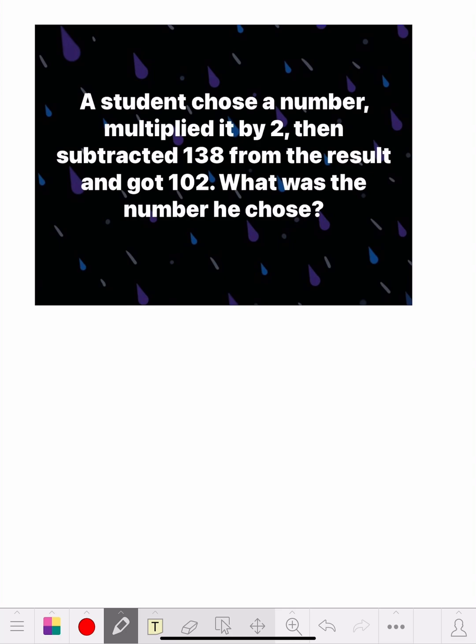So let's read it. A student chose a number, multiplied it by 2, then subtracted 138 from the result. He got 102. What was the number he chose? Okay, so let's read again. A student chose a number, multiplied it by 2. Then subtracted 138 from it. Got the result 102. So we know it's going to be equal to 102. Okay, we got that part down.